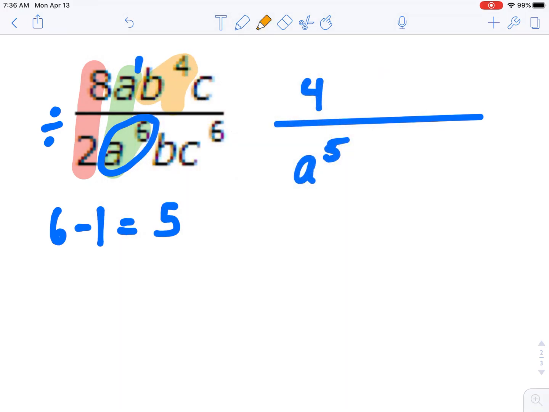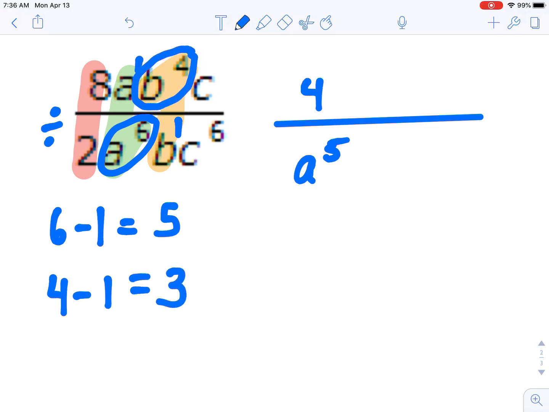Next, we're going to look at our b's. Putting in my missing exponent. Exponents we subtract. Bigger minus smaller. 4 minus 1 is 3. And the b to the fourth was the bigger exponent, so we'll put b to the third power after we subtract them on the top.